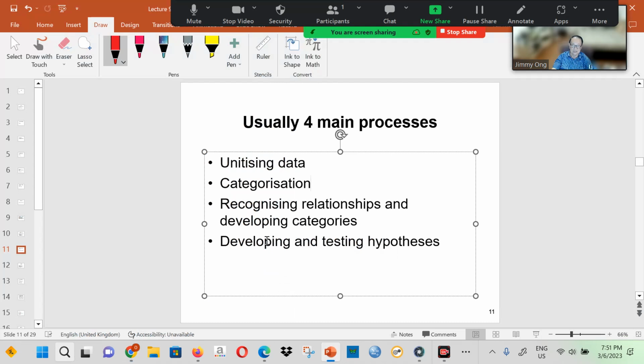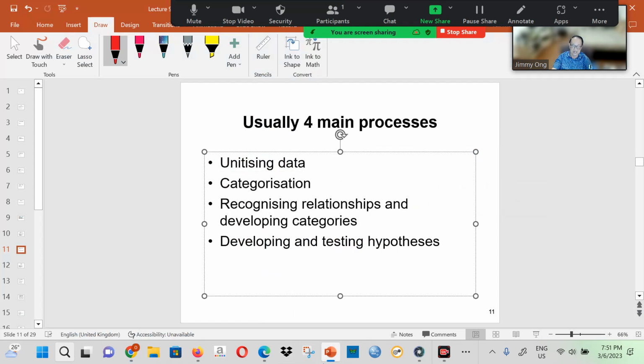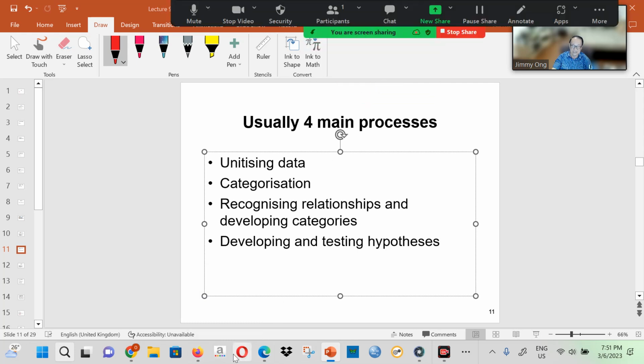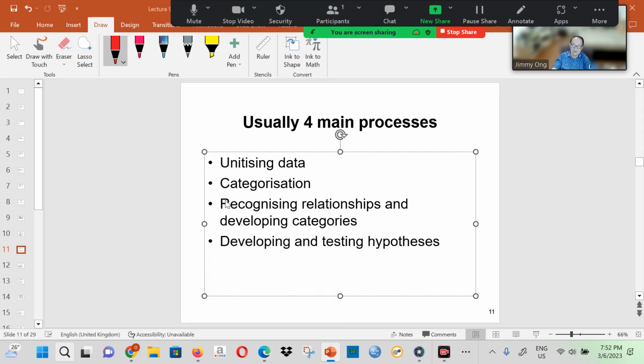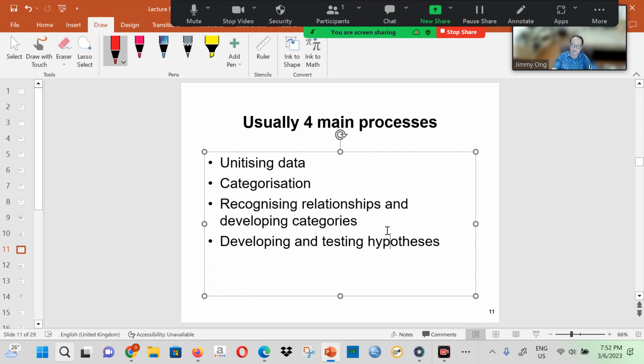Okay, so these are all here, right? Categorizing, recognize the relationship, right? Okay, so in order to recognize the relationship, you must understand. I don't know whether you can see this. Okay, can. You must understand the data. Recognizing, you see, this one just a few words. Nobody understands what this is. And it's so difficult to explain.